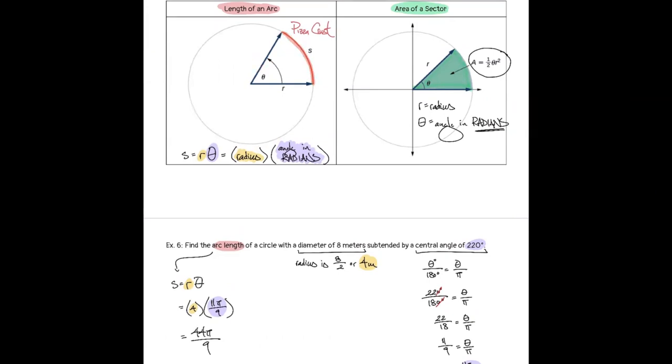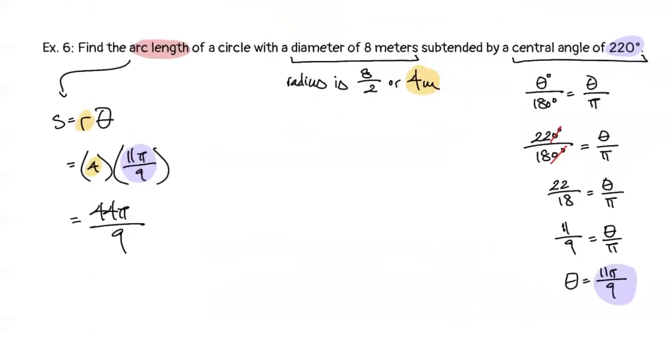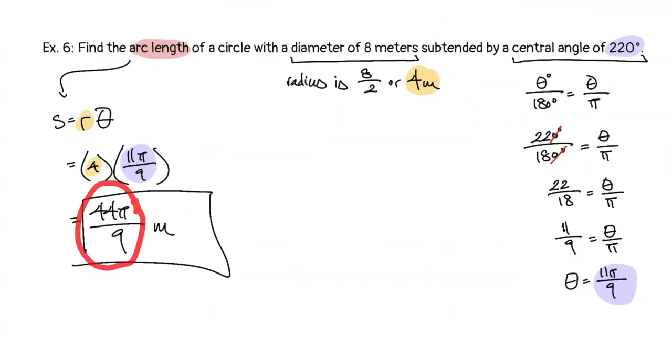Okay, so because we're looking at the length of something, we want to use whatever units talk about the length. All right, so our arc length is 44 pi over 9 meters. And please leave things in exact form. Do not turn that into a decimal. We're beyond that point in our careers. If we have a fraction, it's probably best to just leave it like that.